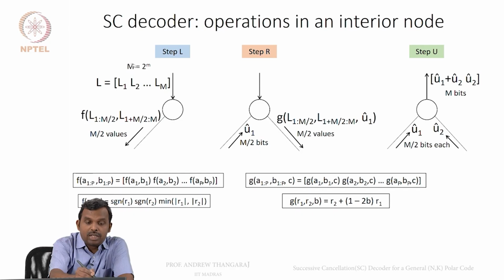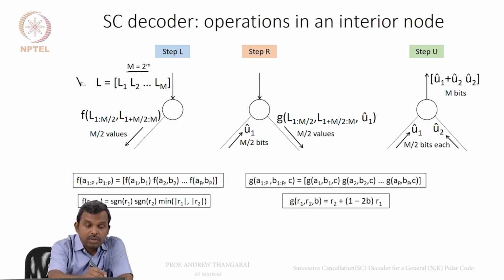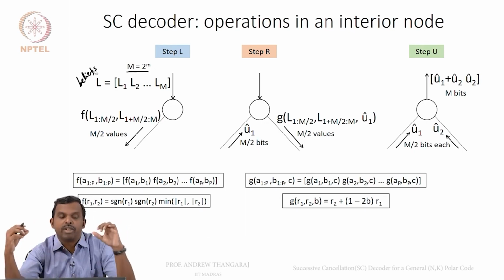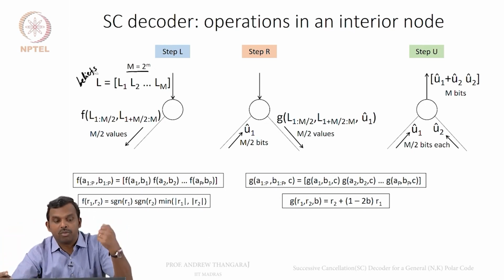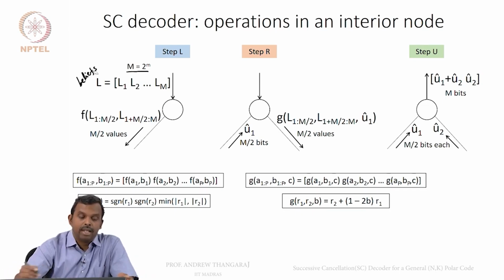Let's have some notation. First, m is 2 power small m. The m can vary now, and the interior node will receive a set of beliefs, L1 through Lm. M beliefs it will get. You can organize that in a vector, and this is what is received by the interior node. So some interior node receives m incoming beliefs. In step L, which is sending it to the left child, what it does is min sum.